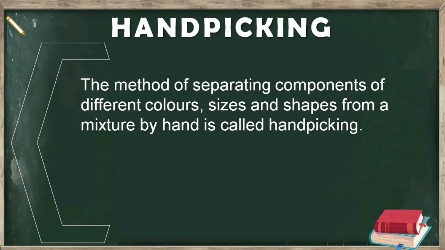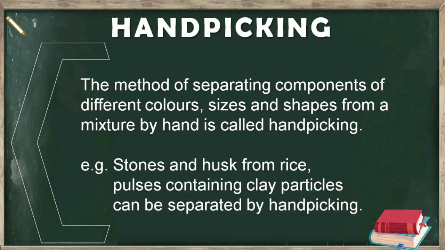The method of separating components of different colors, sizes, and shapes from a mixture by hand is called hand picking. For example, stones and husk can be separated from rice by hand picking. Also, pulses containing clay particles can be separated by hand picking.